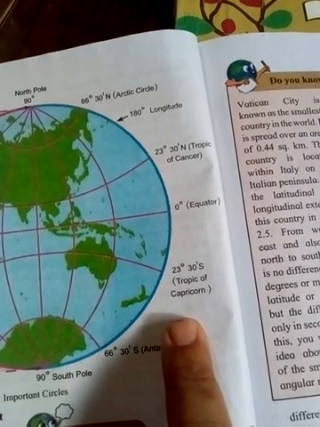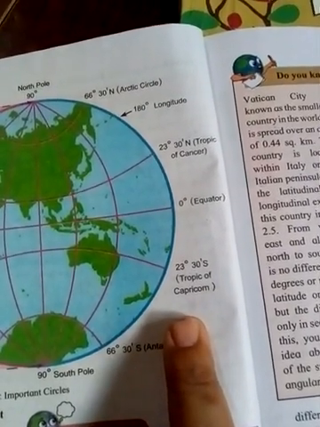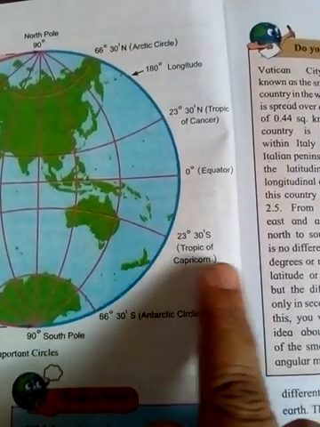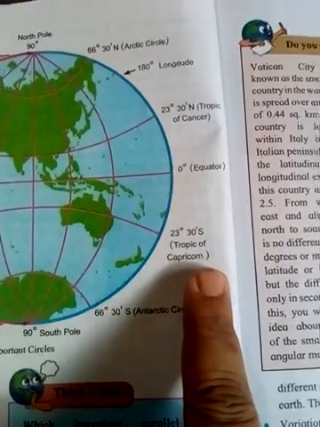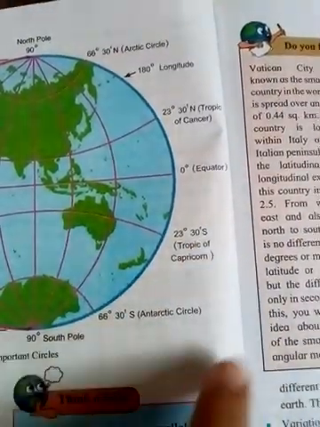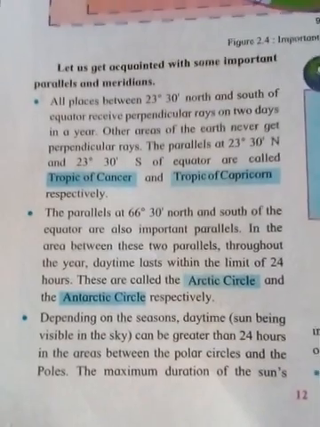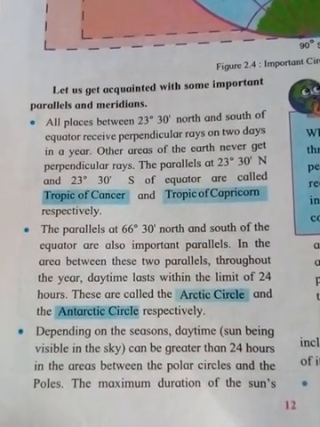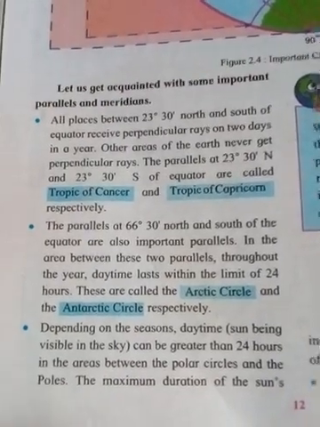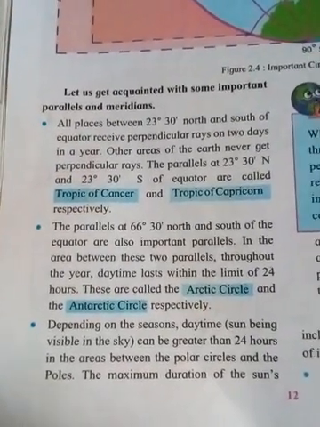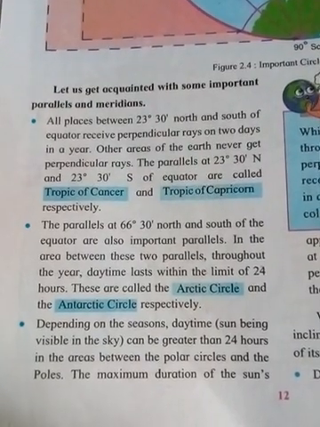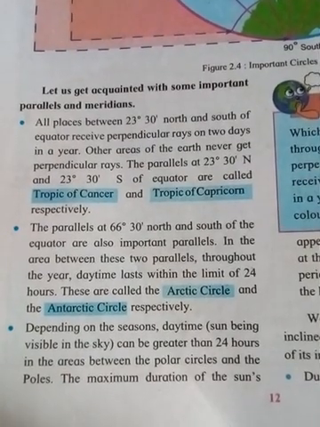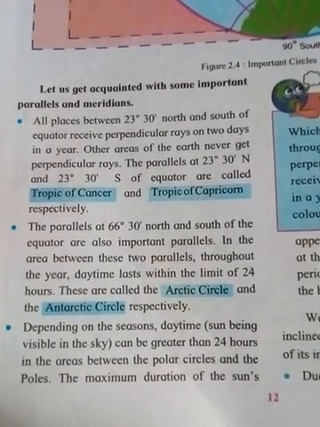The north direction is the Tropic of Cancer, and 23 degrees 30 minutes in the south direction is the Tropic of Capricorn. Do you understand the difference between these two? Then the parallels at 66 degrees 30 minutes north and south of the equator are also important parallels. Throughout the year, the daytime lasts within the limits of 24 hours. They are called the Arctic Circle and Antarctic Circle.